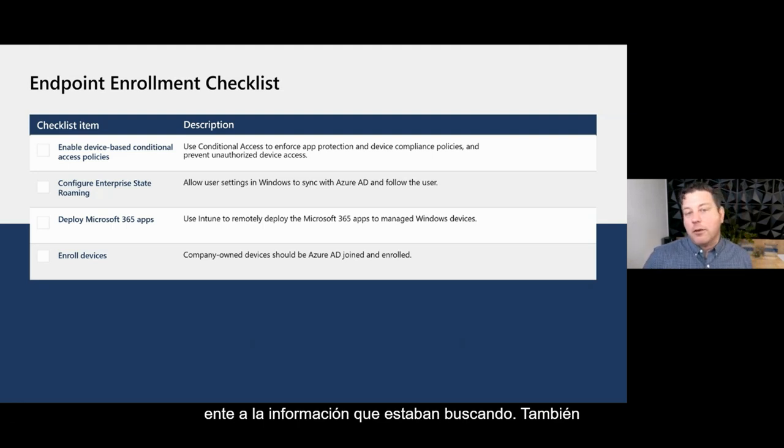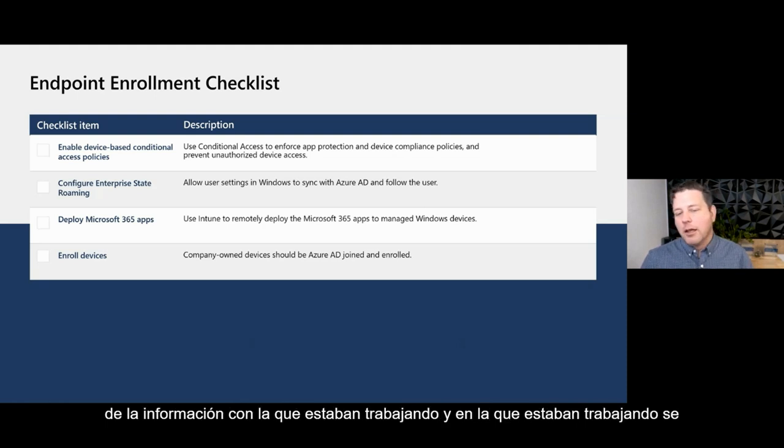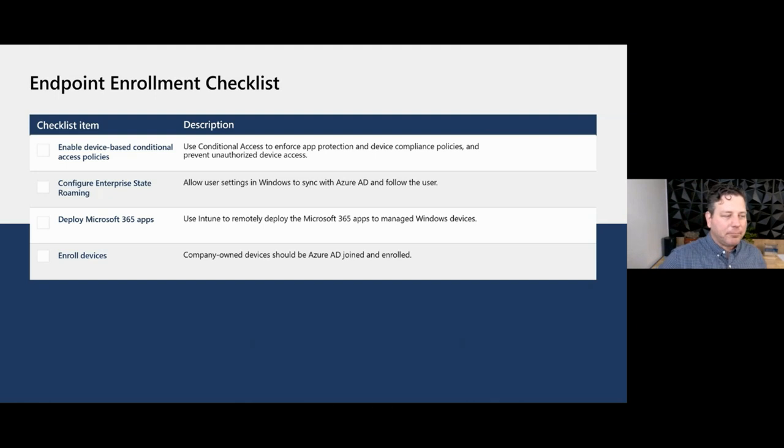They can quickly get to the information they were looking for. It also makes it very easy to replace devices. If we have enterprise state roaming turned on, and if you replace one device with another, a lot of the information that they were working with and working on carries over to the other device.